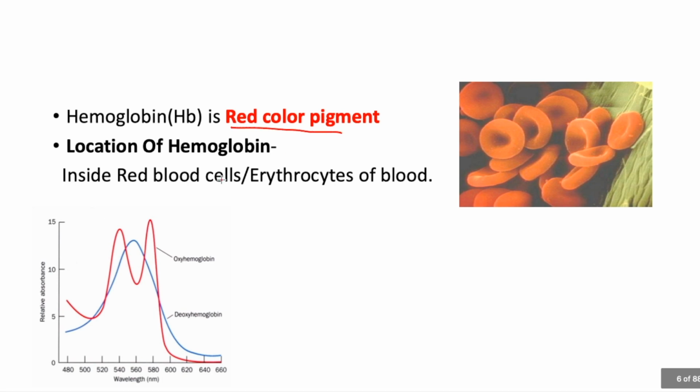Hemoglobin is a red color pigment. It is located inside the red blood cell. This is the absorption band of oxyhemoglobin, and deoxyhemoglobin is shown over here.